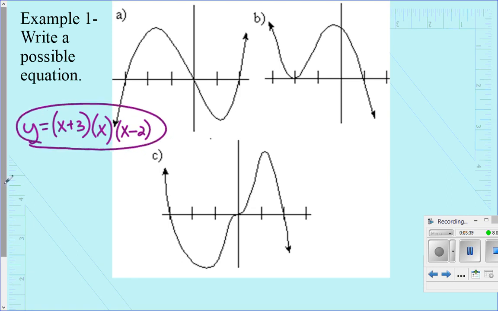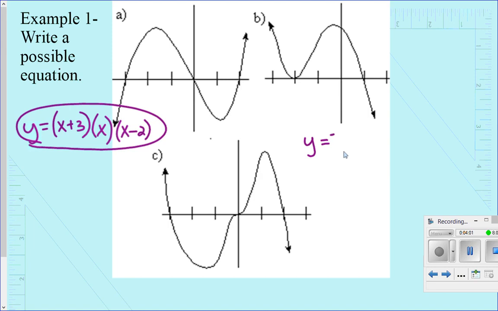And the other thing you want to check is the end behavior. It's pointing up on the right, so I don't need to add a negative this time, but if it was pointing down on the right, I would add a negative in the front. So B and C, you should probably pause the video and try them on your own, and then play to check your answers.